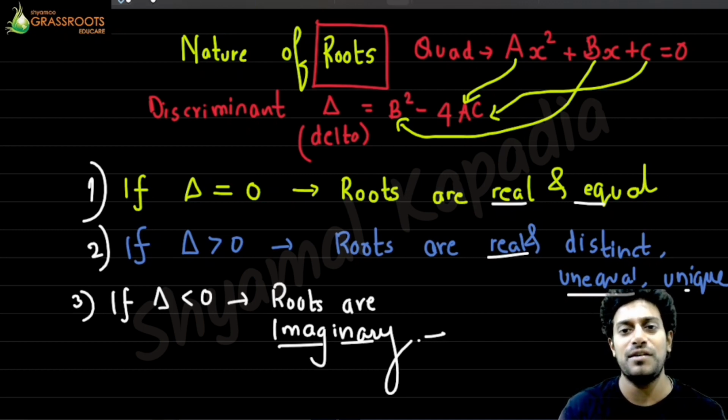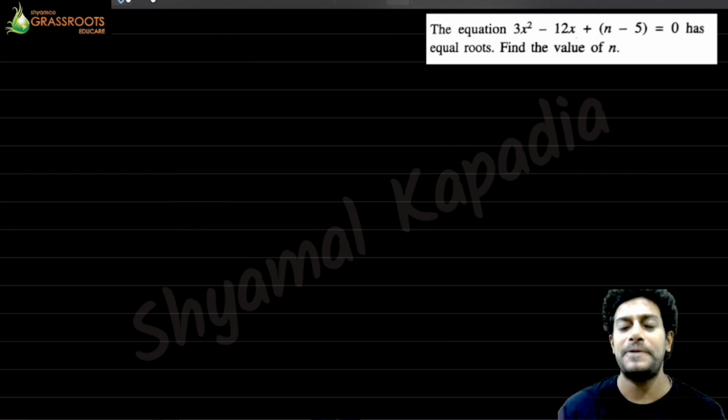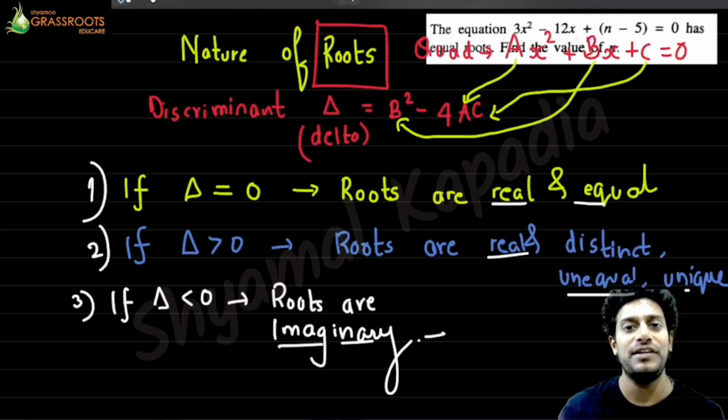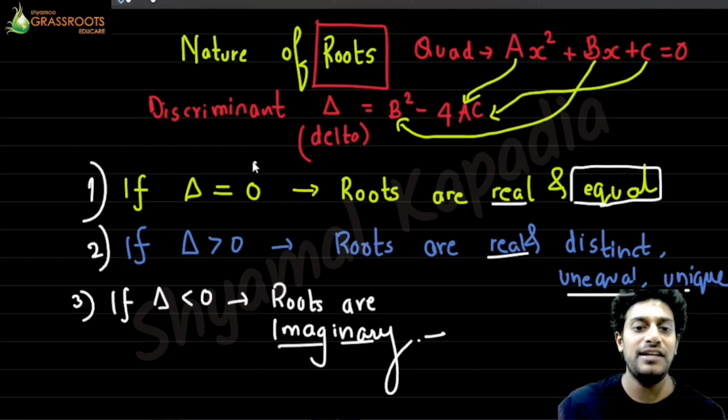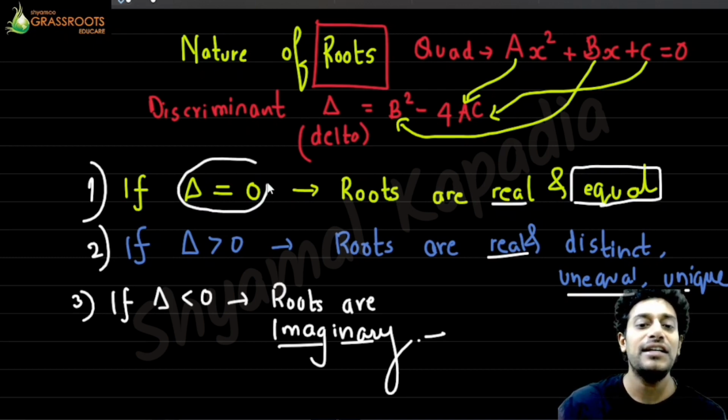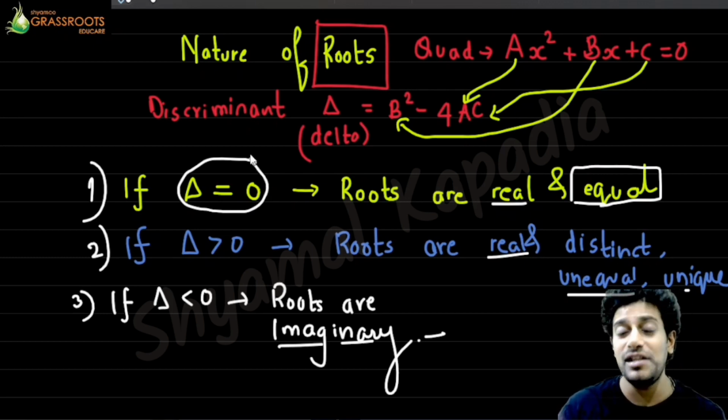Let's begin with the first sum. In the question I have been told that the given equation has equal roots. Please check this: equal. If the roots are equal, then delta is equal to 0. If the roots are equal, delta is equal to 0.